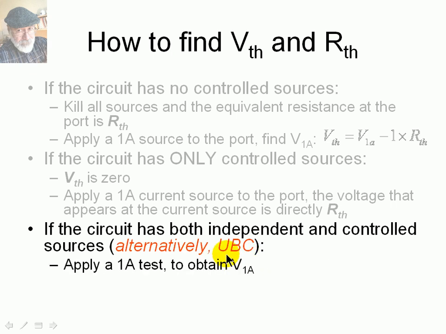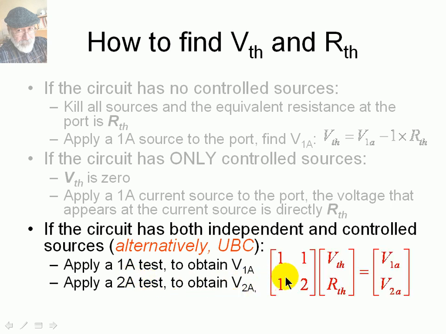Here at UBC, we use the 1 amp test to obtain V1A, the 2 amp test to obtain V2A, and then we solve that system of equations. But remember that the current sources are pointed entering into the assumed positive terminals of the VTH source.